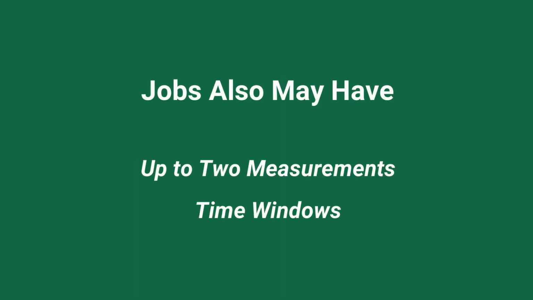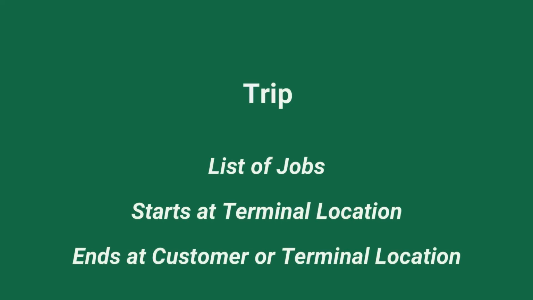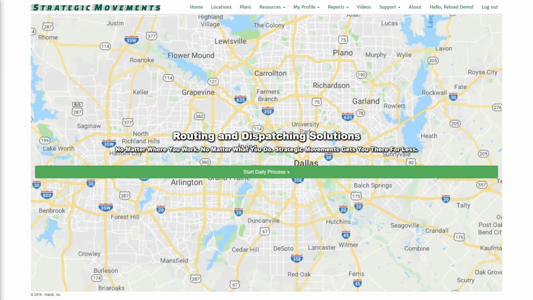Each job may have up to two product quantities, usually measured as weight and cube, but could be other measurements like pallets or gallons. Jobs may have time windows, the only times of the day when the location may be visited. A trip is a list of jobs that starts at a specific terminal location and ends at either a customer location or a specific terminal location. With that said, let's look at the process.